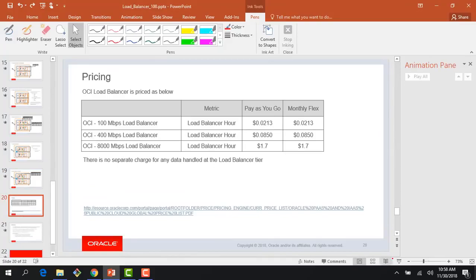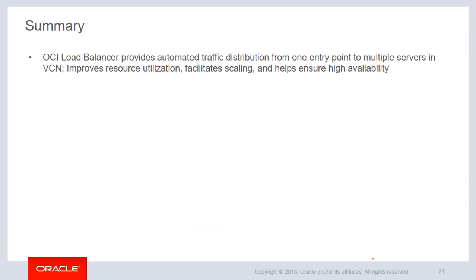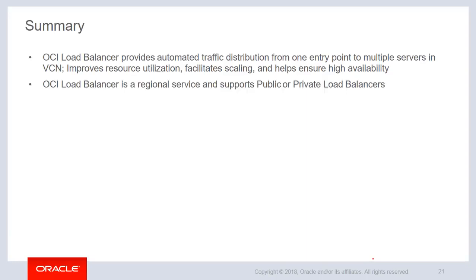So to wrap up this course, let's go back to the slide. The pricing for load balancer is shown here. Just keep in mind that there is no separate charge for any data handled at the load balancer tier. So to summarize, load balancer service provides automated traffic distribution from one entry point to multiple servers in a VCN, improves resource utilization, facilitates scaling, and helps ensure high availability.